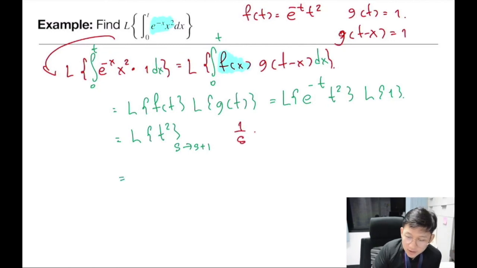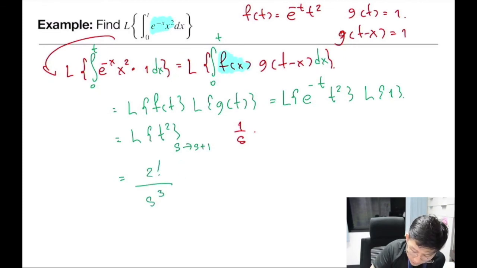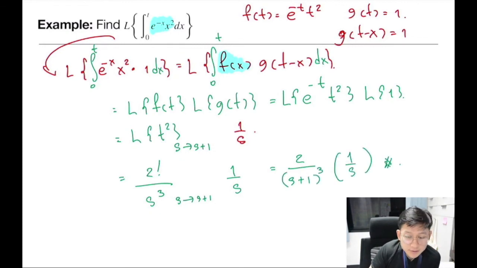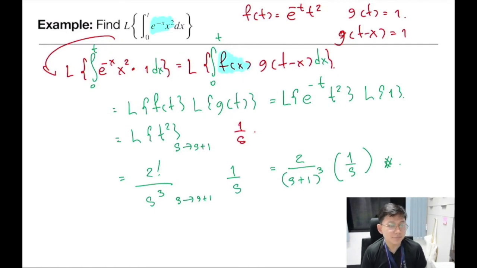So here Laplace transform of t will be 2 factorial divided by s to the 3. Then you change s to s plus 1, and that will be 2 divided by s plus 1 cubed, times 1 over s. That's it. Very simple, very easy.